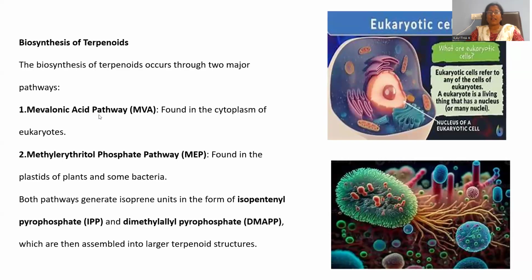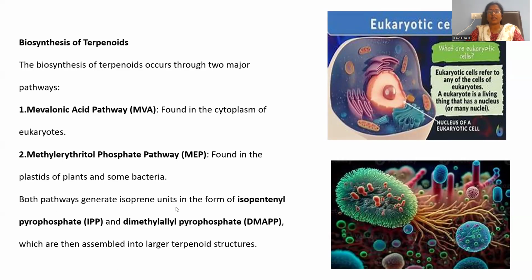The mevalonic acid pathway is available in eukaryotes. Then the methyl erythritol phosphate pathway, abbreviated as MEP, is also there, which is found in the plastids of the plant. And even in bacteria we can observe the methyl erythritol phosphate pathway. These two kinds of mechanisms are found in order to convert starting materials into the terpenes, right?